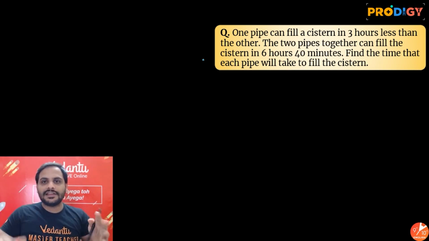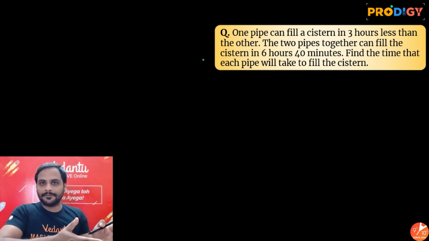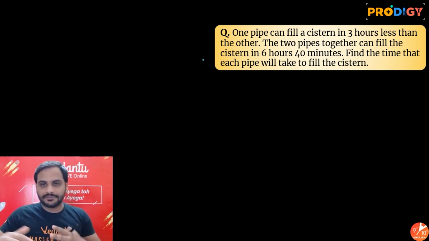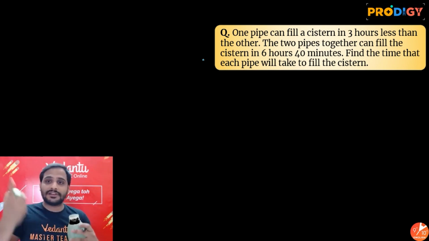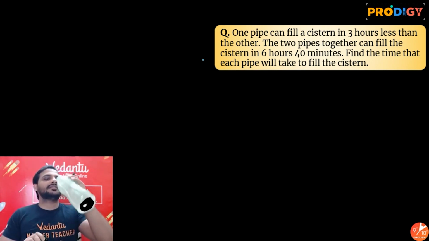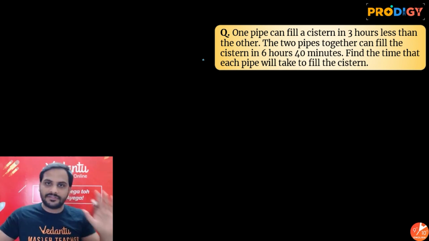So isn't it like this? One person completes the work in 3 hours less than the other. Alright. If both of them work together, they complete the work in 6 hours 40 minutes. Find the time each alone will complete the work. Try to see. Same relation is there. Alright. It is same. So let's solve by the same method.